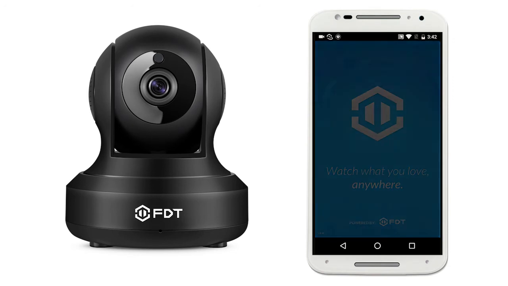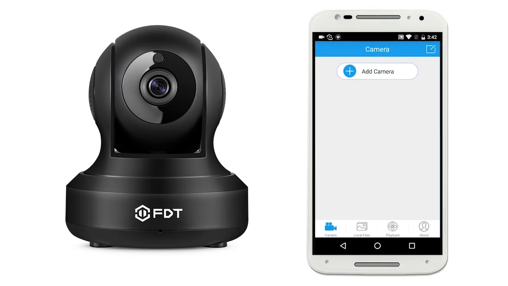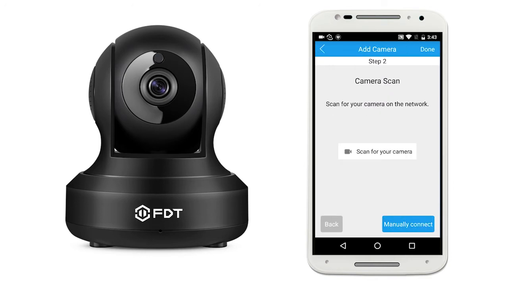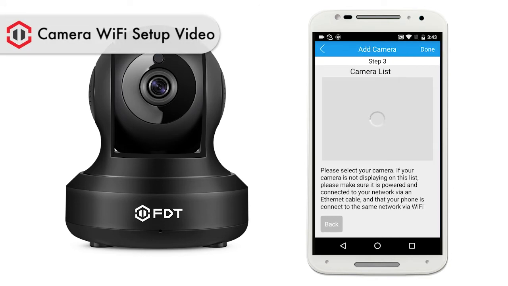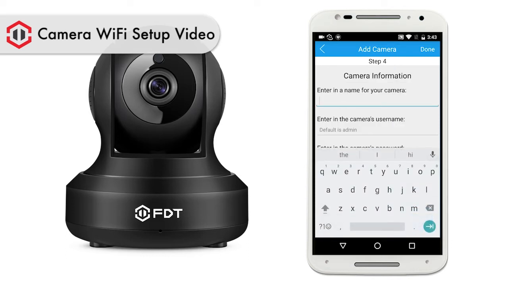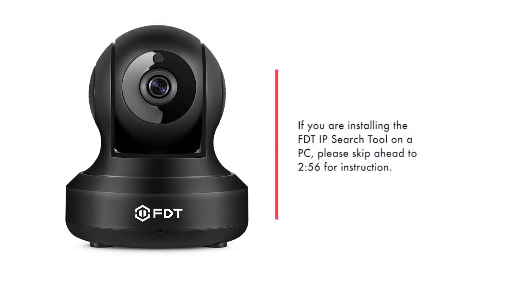Before we begin, please ensure that your FDT camera has been configured using the FDT View app on a mobile device. If you need assistance with this, then please view the Wi-Fi setup for a new or existing camera video, or please see the link in the video description. If you are installing the FDT IP search tool on a PC, please skip ahead to 2 minutes and 56 seconds for instruction.